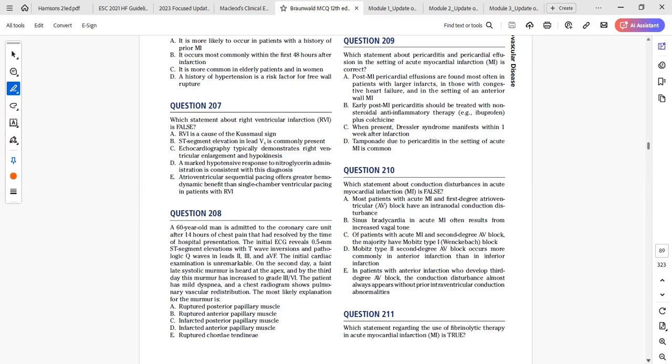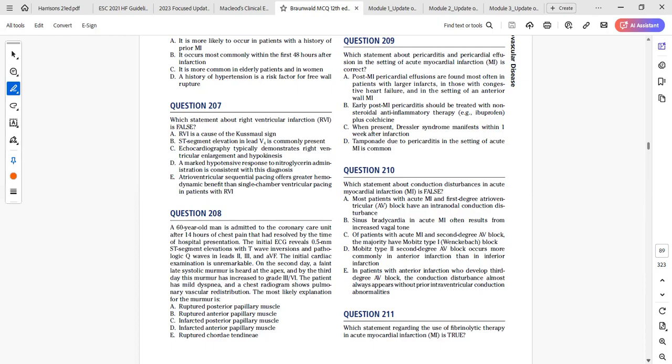So, right ventricular infarction is a cause of Kussmaul sign. That is a true statement. Kussmaul sign is paradoxical elevation in JVP with inspiration. So you can find it in any cause of right ventricular strain, constrictive pericarditis, and also right ventricular infarction. So it's a true statement. So it's not our guy.